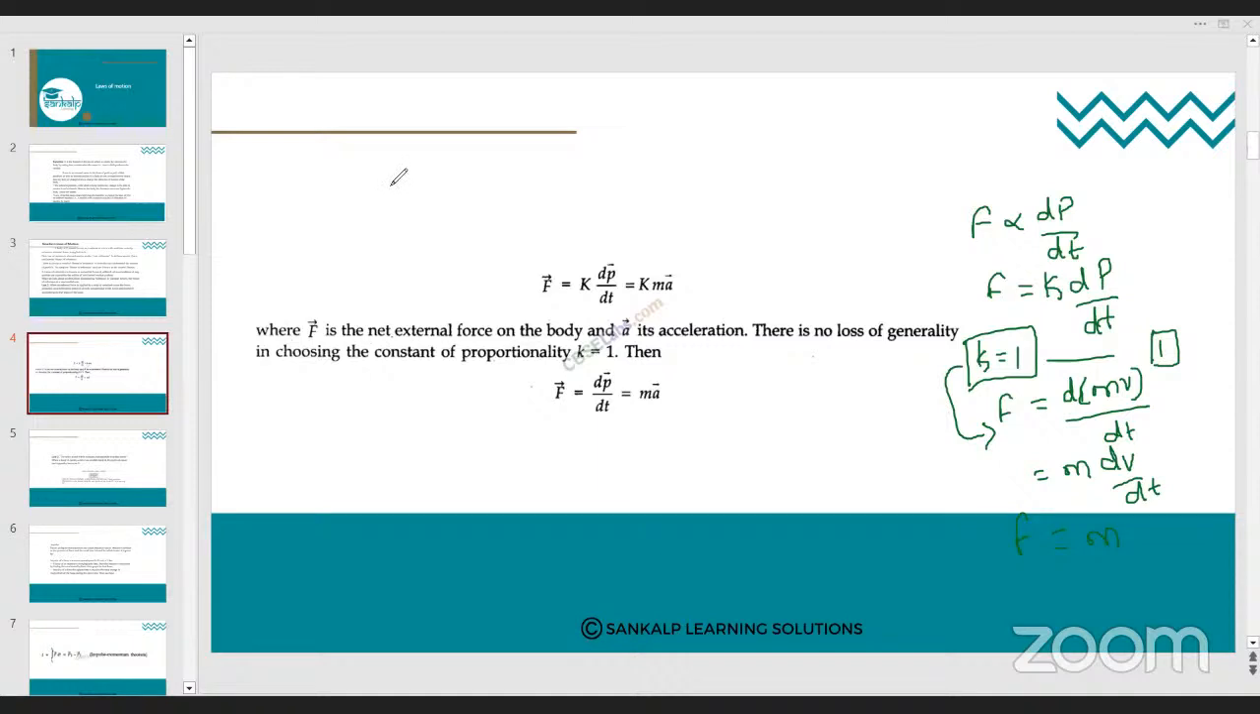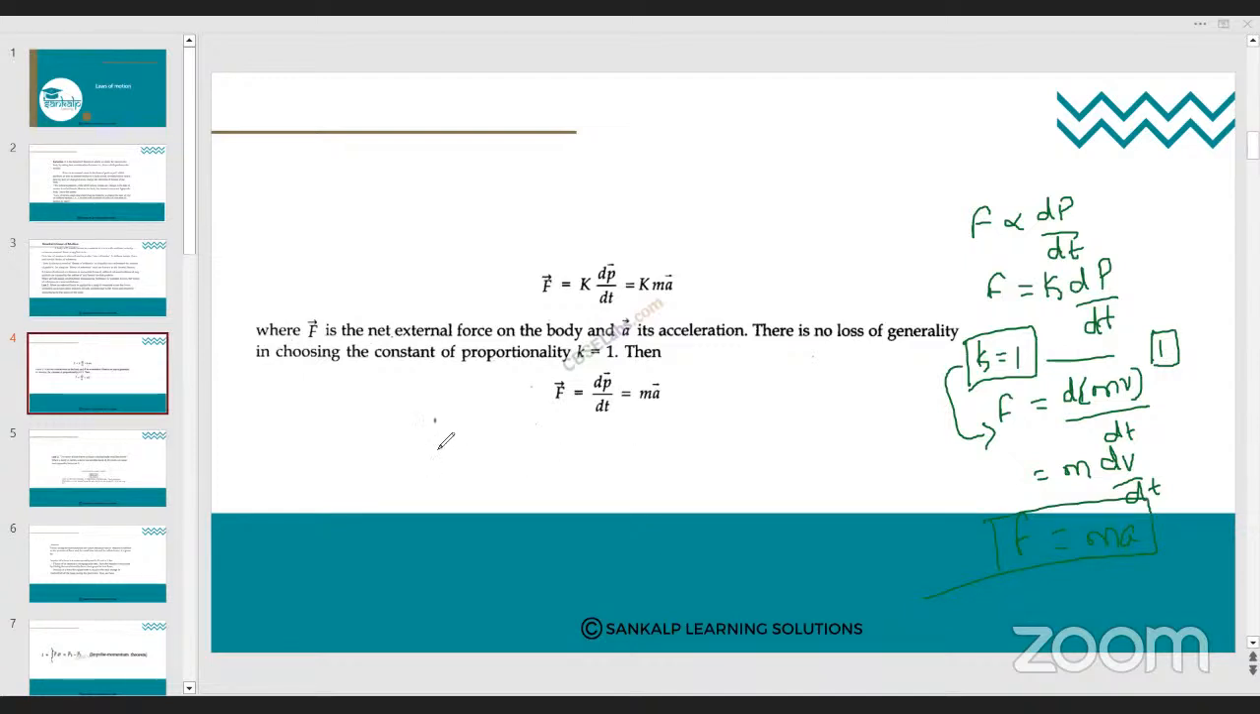Rate of change of velocity is called as, yes, it is acceleration, correct? So it is written as m into a. Therefore F is equal to m into a. This is called the law of acceleration, this is your second law, F is equal to ma.